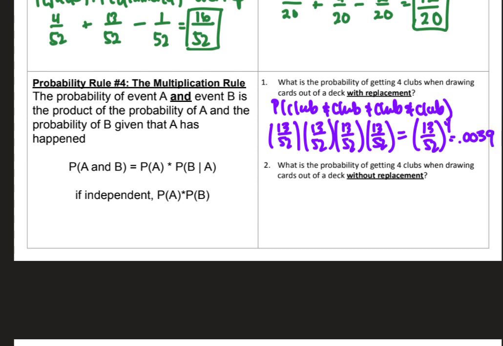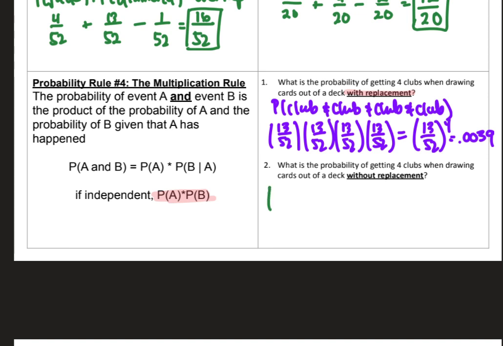So now let's look at the second one. This example, when we're drawing with replacement, is basically this example, okay? So for the second one, it says, what is the probability of getting 4 clubs when drawing cards out of a deck without replacement? Since we're not putting the card back, that affects the probability on each draw. So we're still trying to find the probability of picking a club and a club and a club and a club. However, that probability is going to change on each draw.